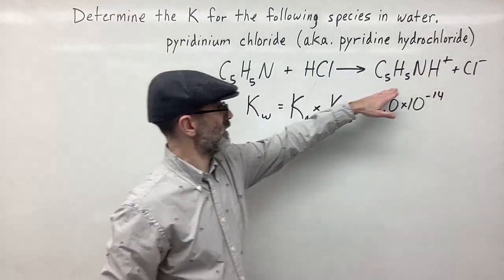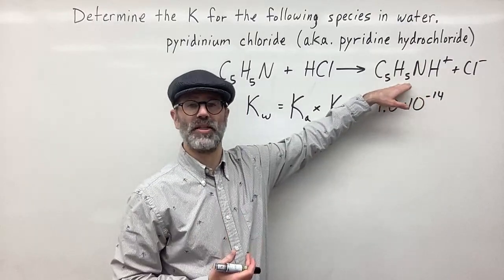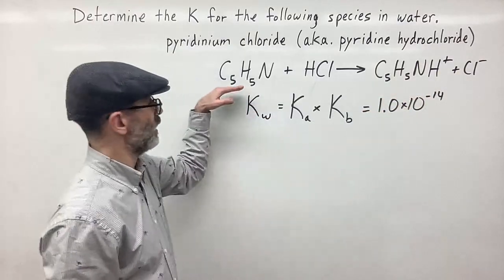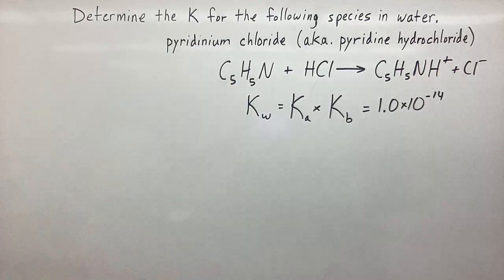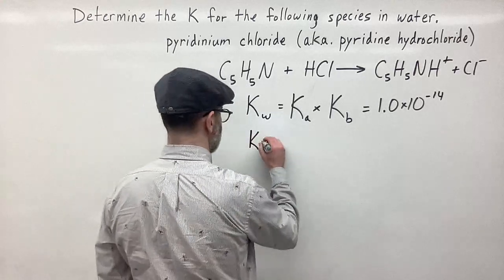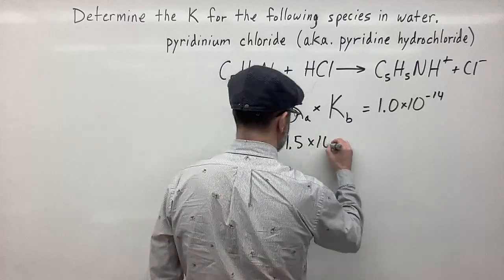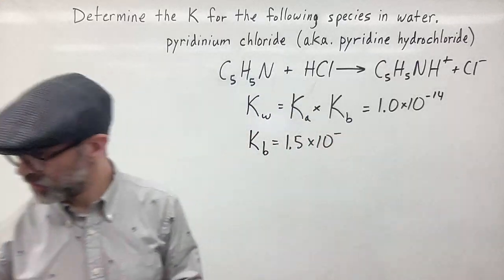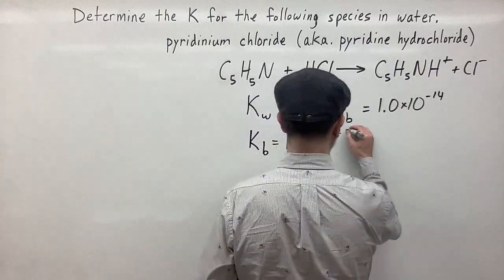Since this is the conjugate acid of a weak base, we're not going to be able to look up its Ka, but we do know the Kb of the base. So this we can look up, and when we look up the Kb, it's 1.5 times 10 to the negative 9.